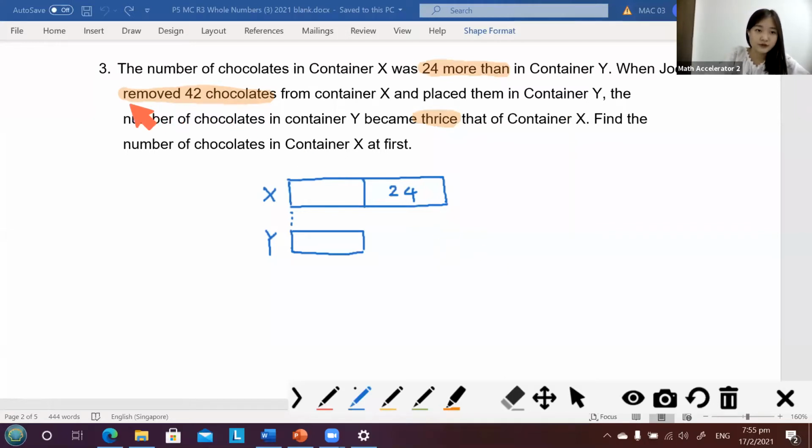You want to give 42 from X. And X has an extra 24. Is it enough? Okay, not enough, yes. You need to cut in a bit more first. Cut in by how much?